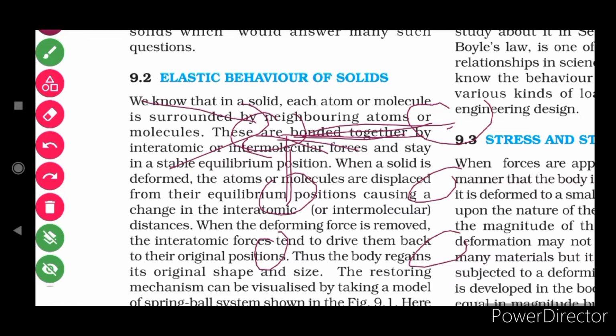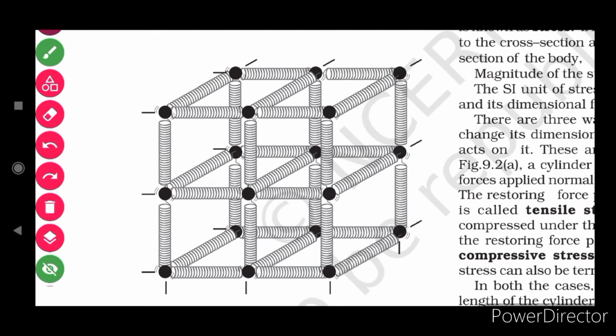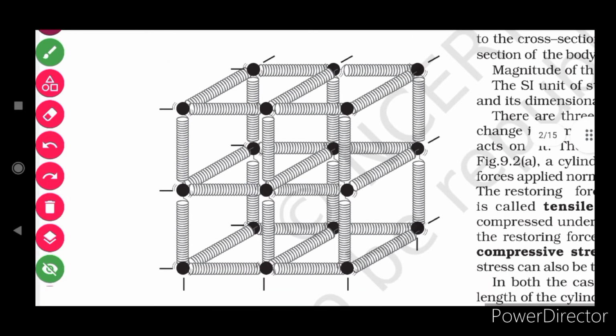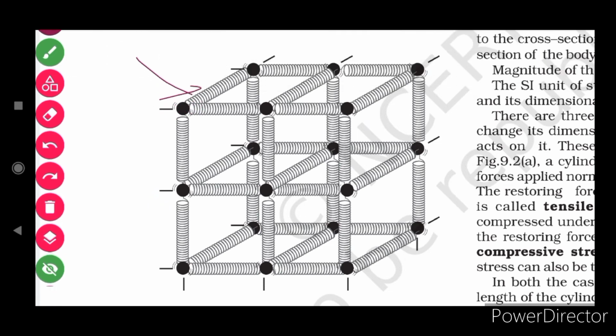You can understand this. A spring and ball model is given. Imagine the atoms as balls connected by springs. This is an equilibrium position. Now suppose you apply force to this ball. When I apply force to this ball, what will happen?